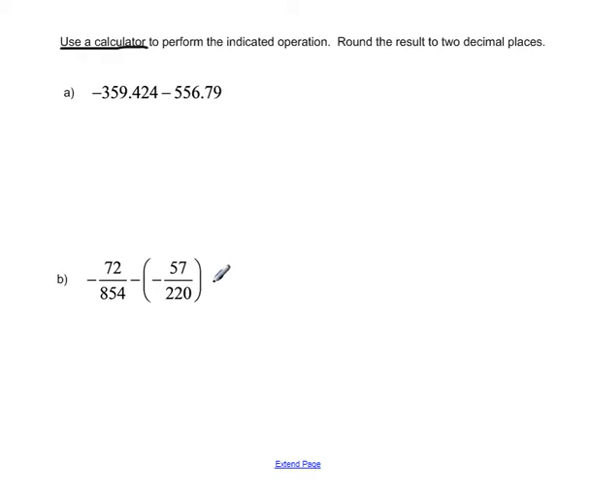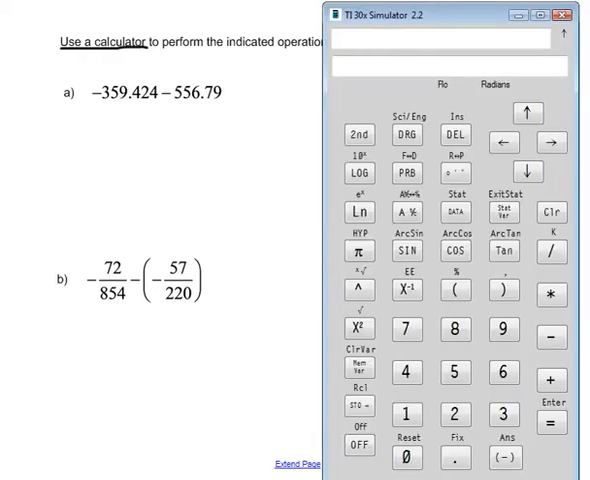kind of grateful for that, especially for this fraction problem, because finding common denominators for 854 and 220 would take a lot of work. We could do it, but it would be messy. Decimals aren't so bad, but it's nice to have a chance to use our calculator for this. So let's pull up our calculator.